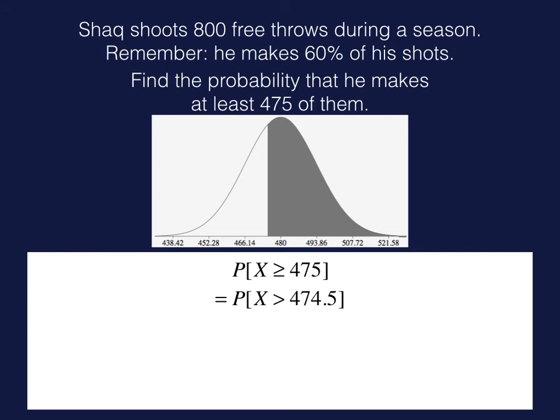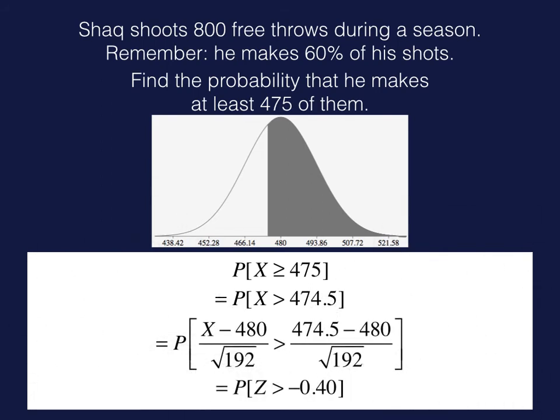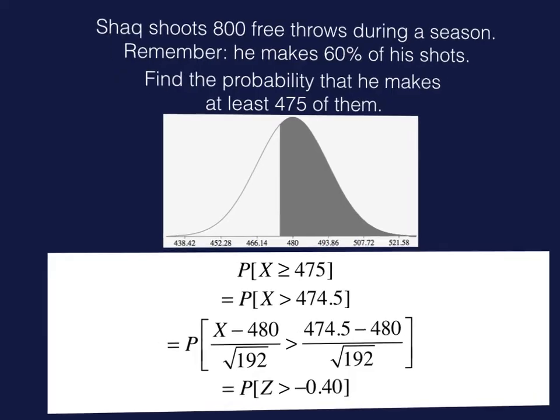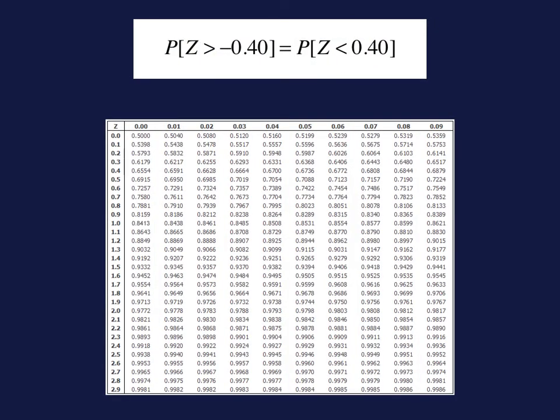Okay, so to go to normal, I'm going to subtract the mean from both sides and divide by the square root of 192, the SD. And that creates z, and it's the area greater than negative 0.4. So go to the z table. And don't forget the trick that the area greater than negative 0.4 is the area less than positive 0.4. So looking up 0.40, I get my area of 0.6554.